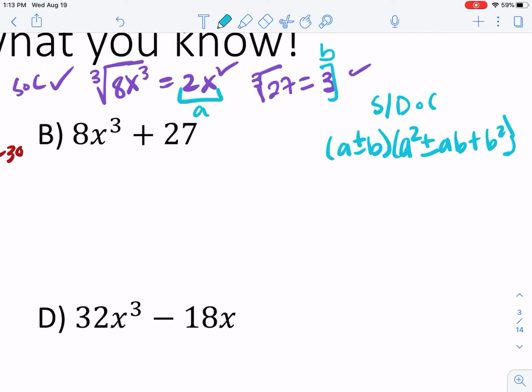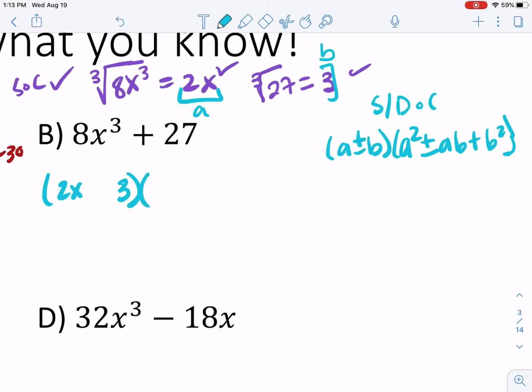And now that I have them, I need to be able to put them into this formula. So I'm just going to go ahead and write those first. I see it's A, which is 2x, plus or minus, I'm going to leave that open for now, b, which was my 3. I'm going to go ahead and move to the next parentheses.